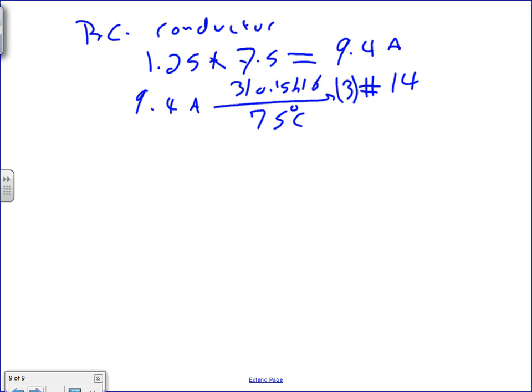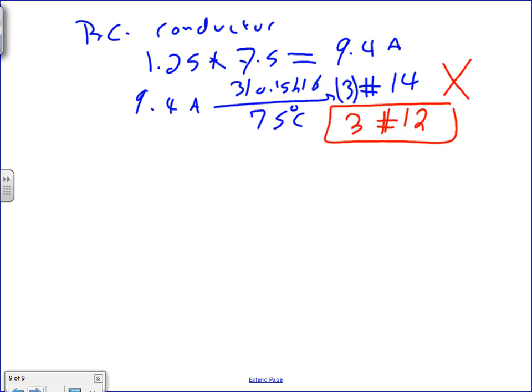And what did Chad say? Never ever put number 14 here, so you're going to up it to what? Number 12. Okay? You go to 310.15 because it's a motor under 75, you end up with number 14. But do we use number 14 in a commercial building? No. So then it has number 12.